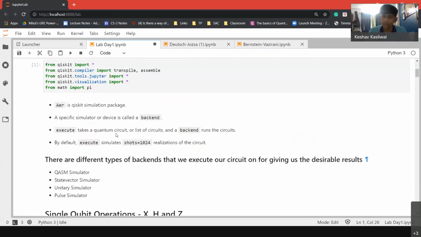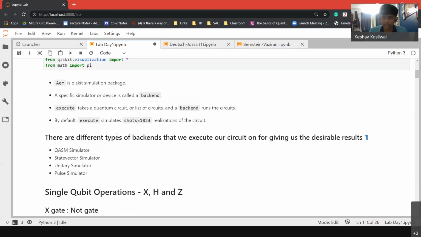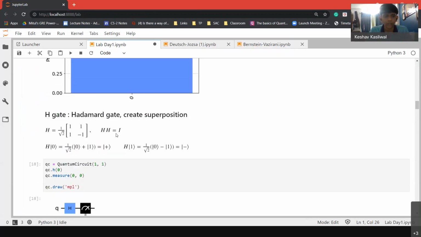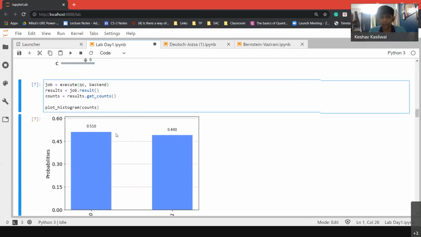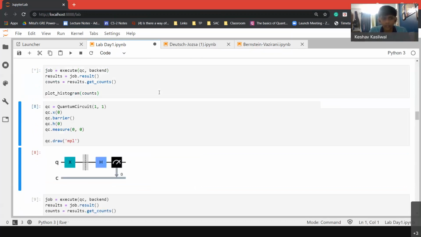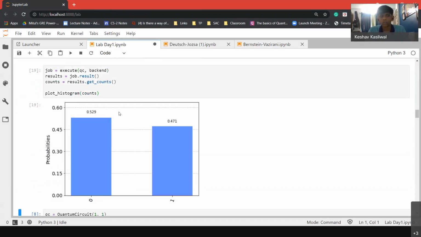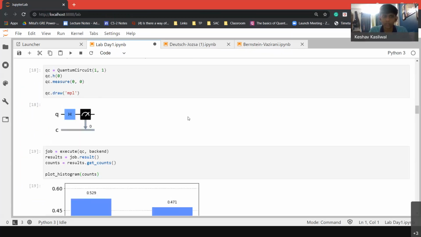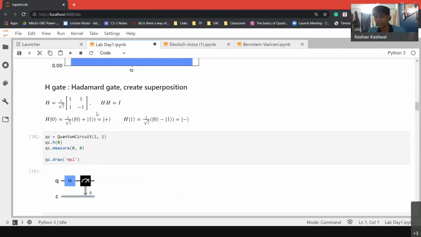As you can see over here, they have initially set a default of 1024. So let's say the default is 1024, I'll execute it once again. The answer for both 0 and 1 comes out to be 0.52 and 0.471. There is nothing wrong with that, because as you know, if it is in an equal superposition and a Hadamard gate is applied, the chances of getting 0 and 1 are both 50%.